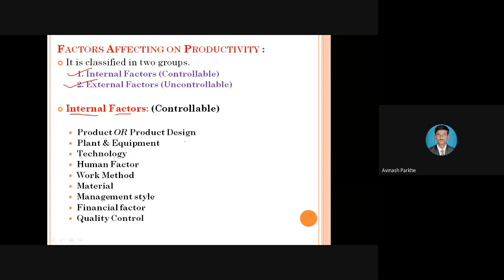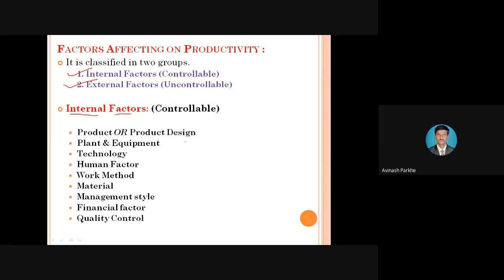Product design means which type of design we are using to manufacture that particular product. Because initially, before manufacturing, we have to design that particular product, and in that design, which types of factors we are considering. That means your product and its design are controllable factors.